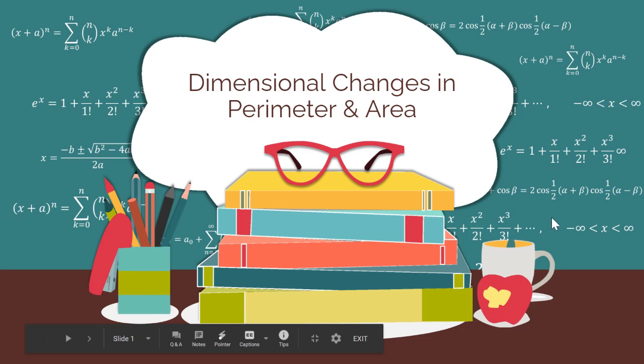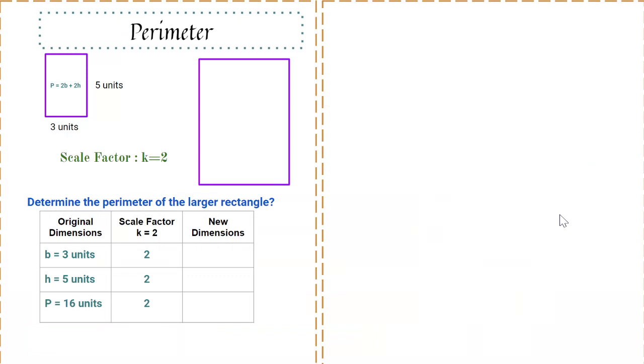Today's video is going to go over dimensional changes in perimeter and area. Here you see similar figures. The smaller image, which is the original image, you're given the dimensions. We're going to use the scale factor of 2 to determine the perimeter of the larger figure.